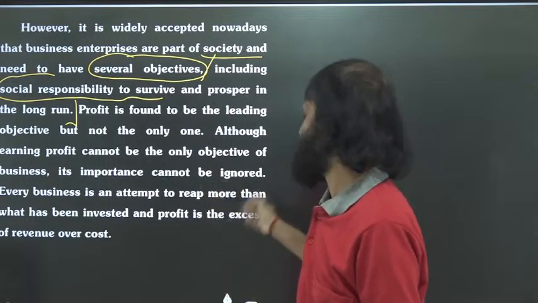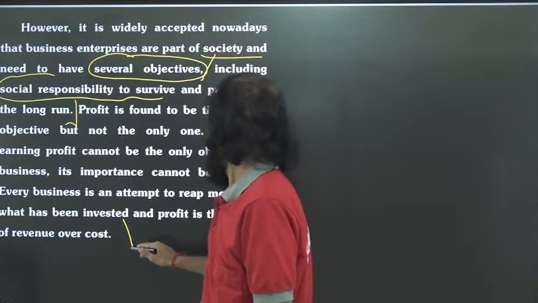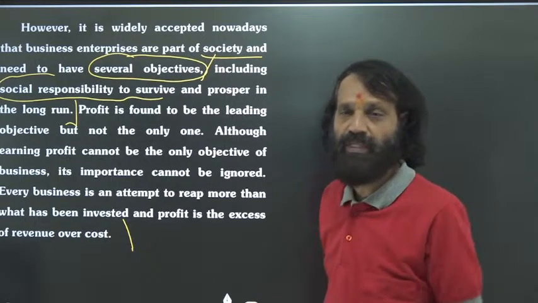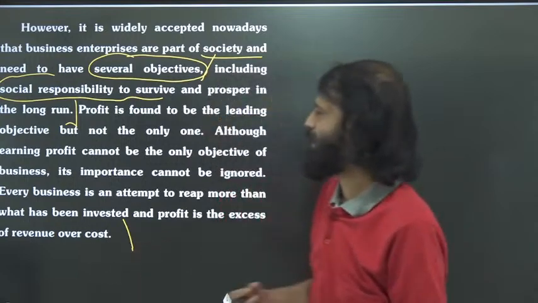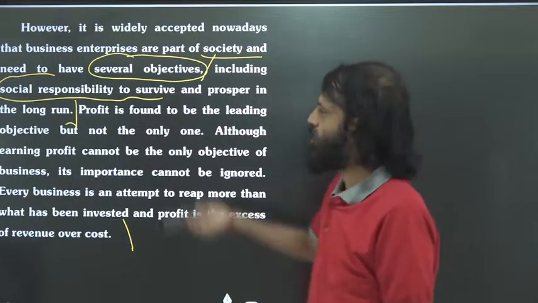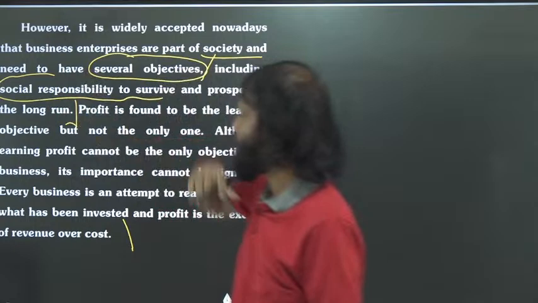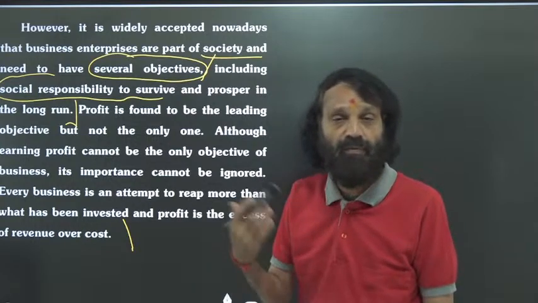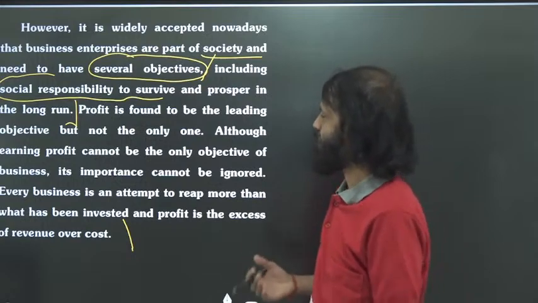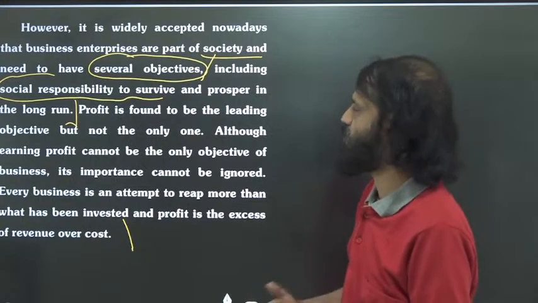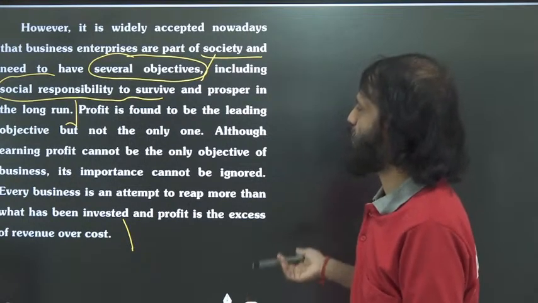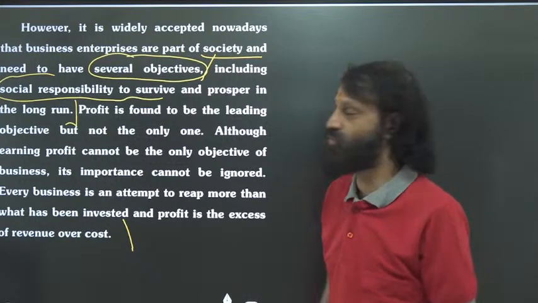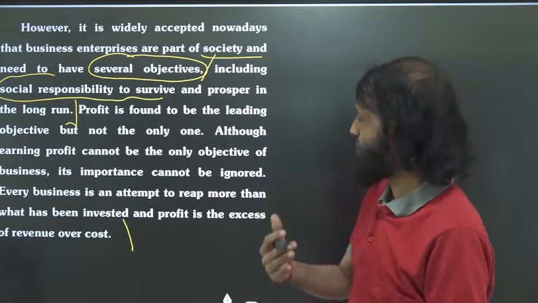So, although earning profit cannot be the only objective of business, its importance cannot be ignored. Every business is an attempt to reap more than what has been invested, and profit is the excess of revenue over cost. That we have already explained. Of course, every business house wants profit. But nowadays, every good business organization is spending time on social upliftment and social responsibility. They wanted to do sustainable development. Also, they are focusing on the welfare of the people, so they are actually doing better business services. There is also competition in similar areas, because many business organizations are committed to the upliftment of society and are socially responsible.